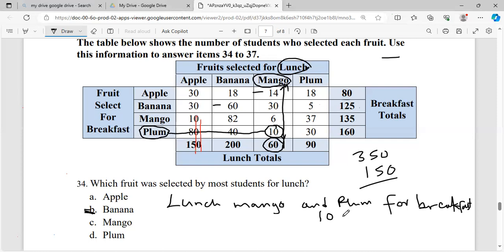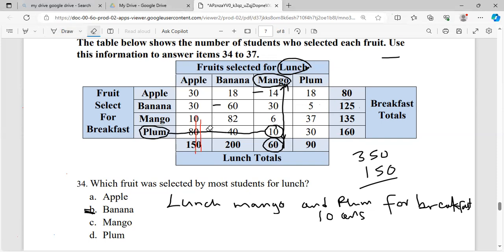Let's look at another one. Yeah, it would be 10. So mango is 10 and plum 10. So these persons, that is the intersection. It's like you're literally just going to the heading first. Let's look at another one.